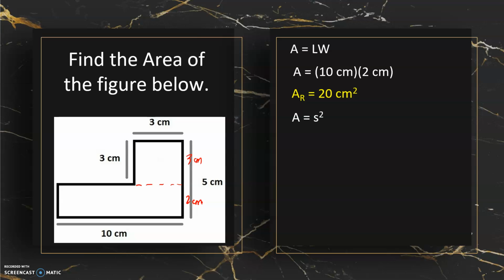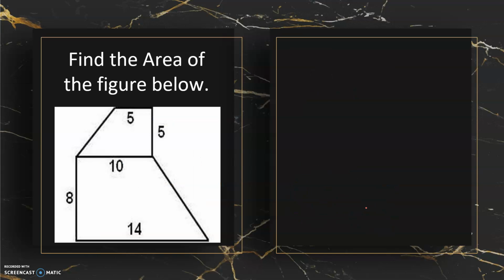And for the area of the square, we have s squared, which is 3 centimeters squared. And that's equivalent to 9 square centimeters. Adding these areas will give us 29 square centimeters. So the area of this composite figure here is equal to 29 square centimeters.